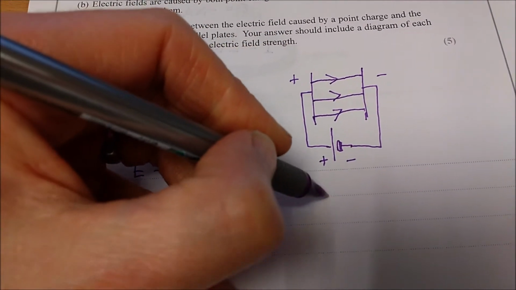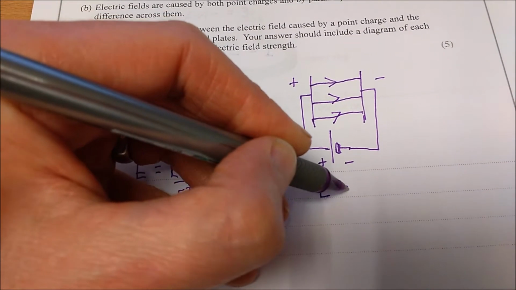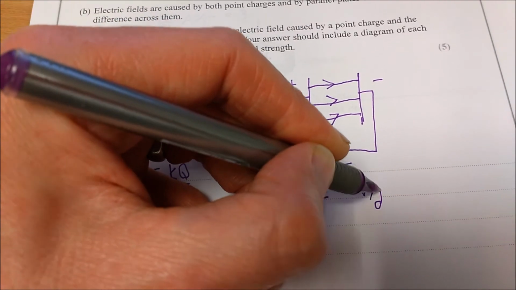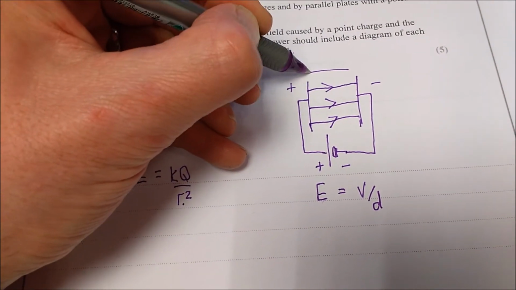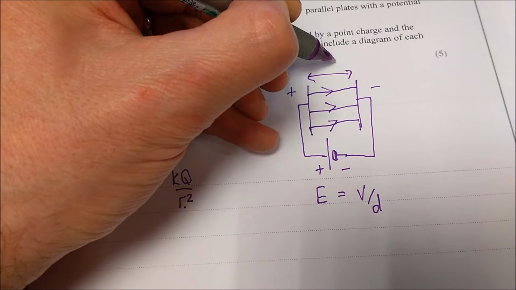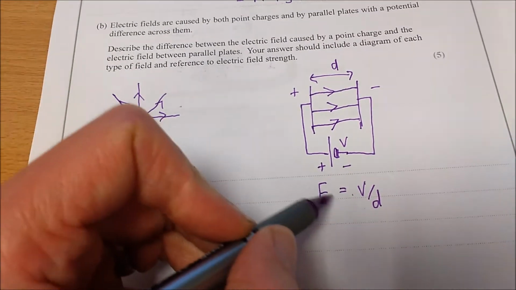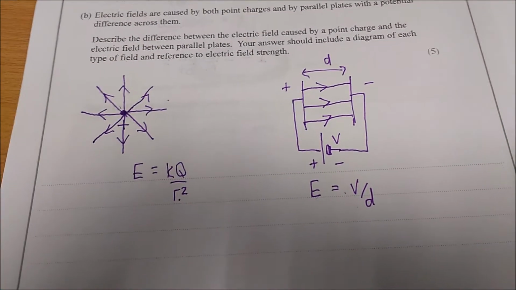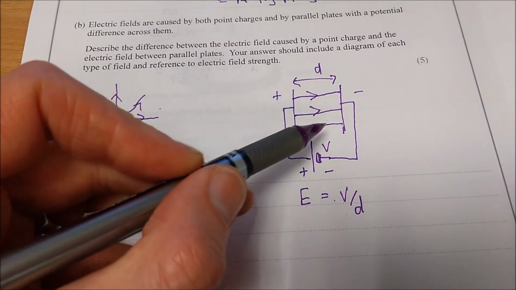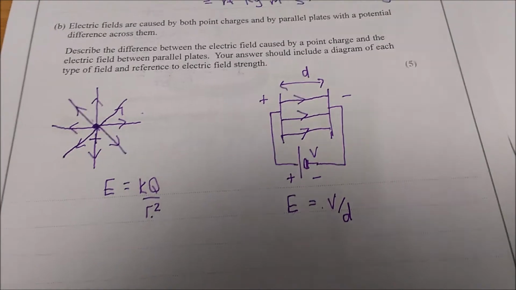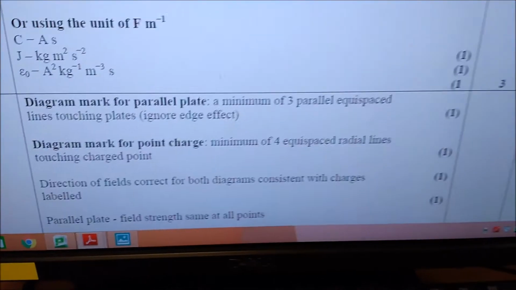The electric field between two parallel plates is E equals V over D, where D is the distance between the two plates, and V is the applied voltage. So you can see that's constant, isn't it? For a given V and D, the electric field strength between two plates is constant regardless of where you are in between the two plates. So, I mean, you can look at the mark scheme yourself.